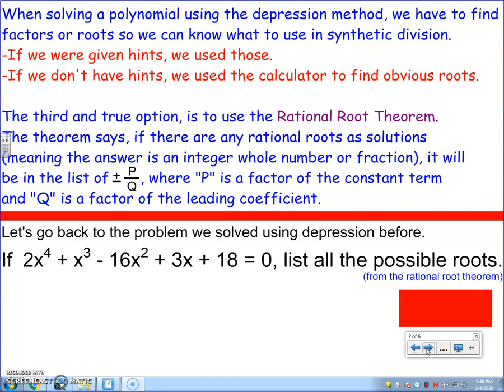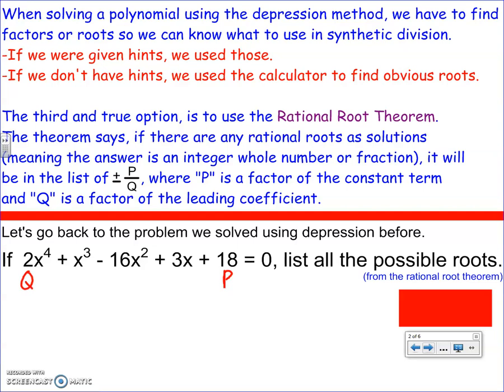So if we go back to the problem we did a long time ago, 2x to the fourth plus x cubed minus 16x squared plus 3x plus 18 equals 0. Let's just list all the possible roots. So p comes from the constant term right over here, and q comes from the leading coefficient right here. So I'm going to figure out what times what is 18.